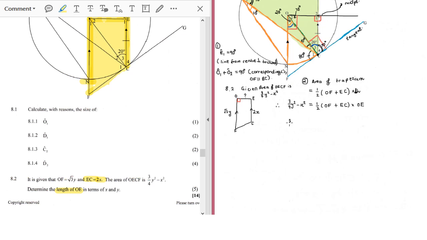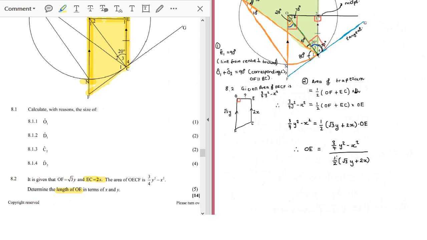We have 3 over 4 y squared minus x squared is equal to a half times the root of 3y plus 2x, times OE. Alright, so in order for us to solve for OE, therefore OE must equal 3 over 4 y squared minus x squared divided by a half of the root of 3y plus 2x.